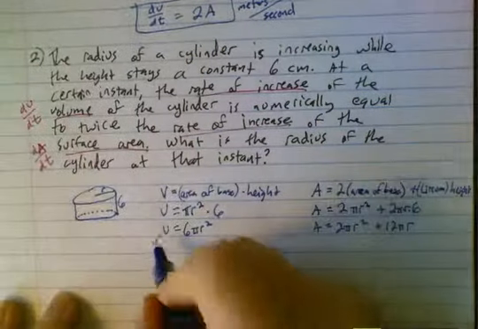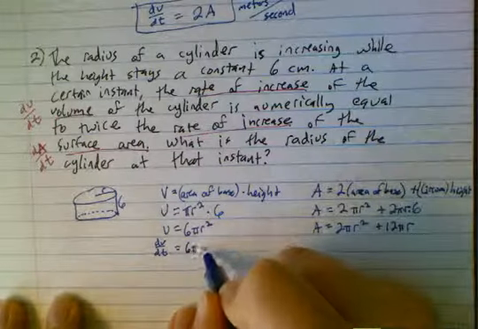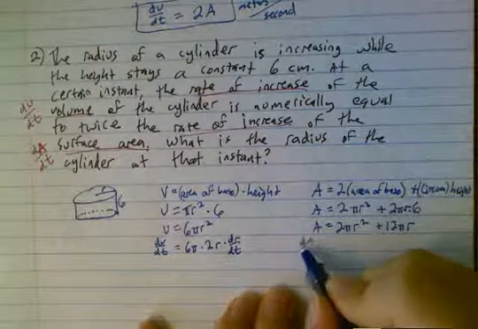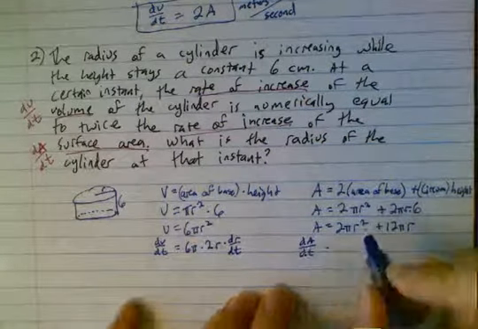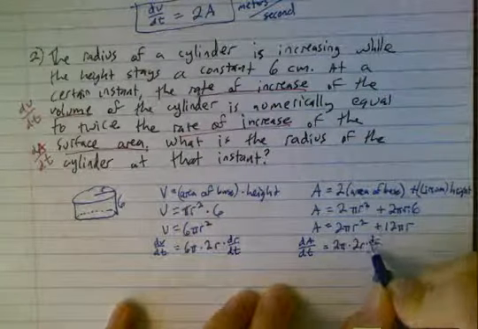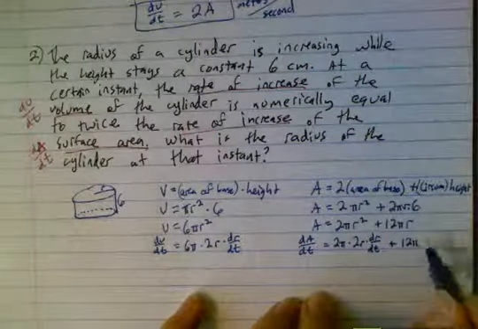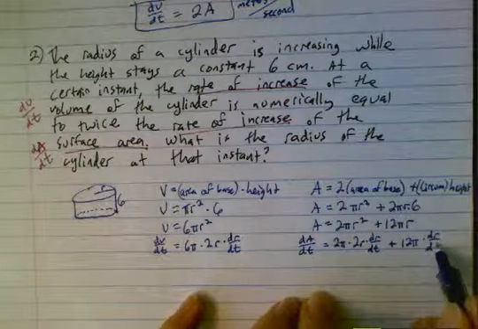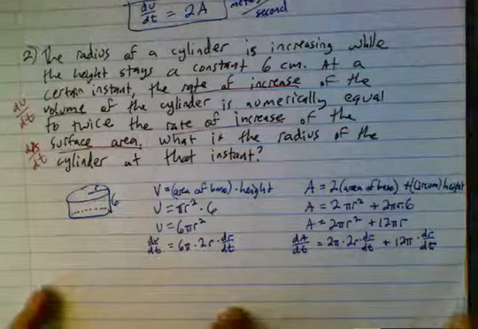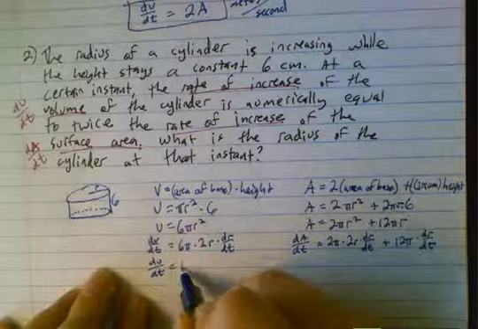So let's take our derivatives and see what happens. The 6 and the pi are just along for the ride. Two and the pi are along for the ride. Twelve pi is along for the ride. dA/dt is 12 pi r dr/dt.